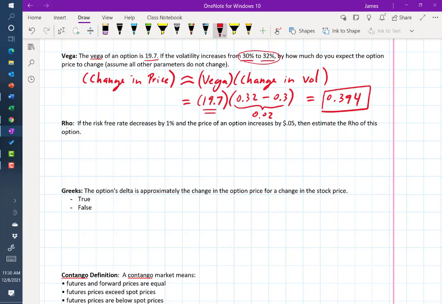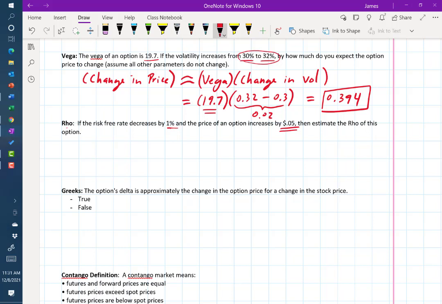Rho starts with an R, so that's going to be with respect to interest rates. If the risk-free rate decreases by 1%, and again, the way we defined the Greeks, we're going to use decimal numbers, so watch out for that. That 1% we should write as 0.01. Don't write it as 1, but 0.01. The risk-free rate decreases by 1% and the price of an option increases by 0.05. Then estimate Rho of this option. Okay, this is a little bit of a twist.